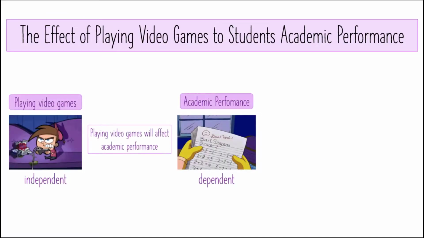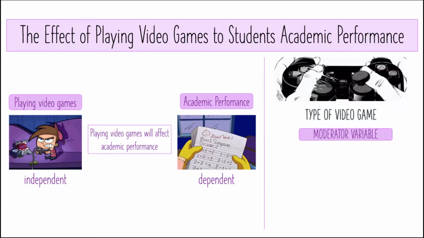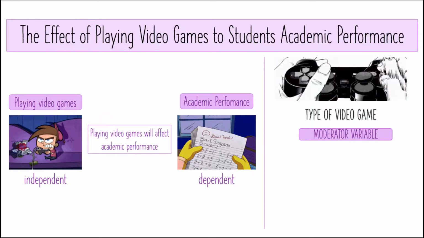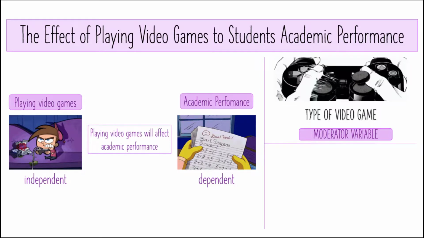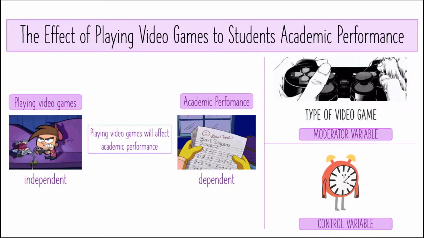The concept of the previous example is also related to this example. In this study, the type of video game can affect the overall result of the study, which happens to also be related to the independent variable, making it a possible moderator variable. The duration or time can also be held constant during the experiment. Therefore, it is a possible control variable of the study.